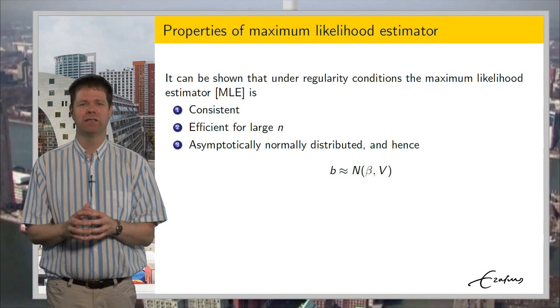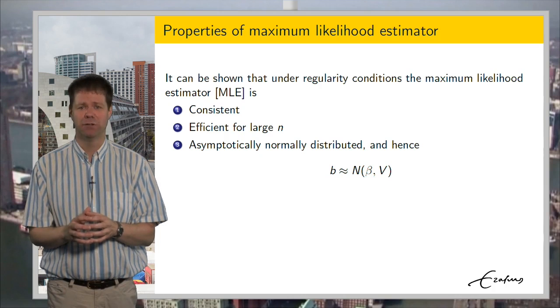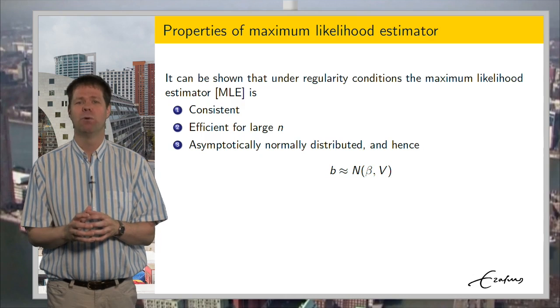The maximum likelihood estimator has some nice statistical properties, provided of course that the model is correctly specified. First of all, the estimator is consistent, which means that for a large number of observations the estimator is close to the true parameter value. Secondly, MLE is asymptotically efficient in the sense that the estimator has minimum variance. Thirdly, MLE is asymptotically normally distributed. This is an important result that we can use for testing hypotheses. For practical purposes, you can use that the MLE estimator has approximately the normal distribution with mean the true beta and a covariance matrix V.